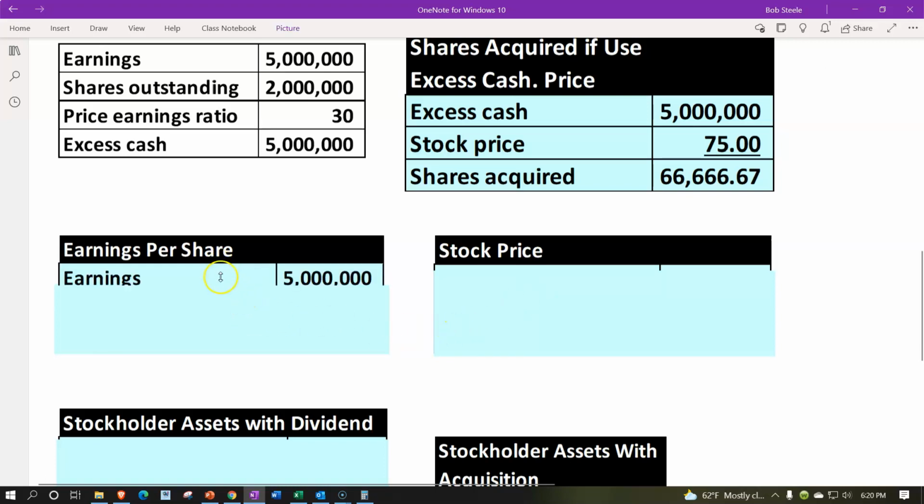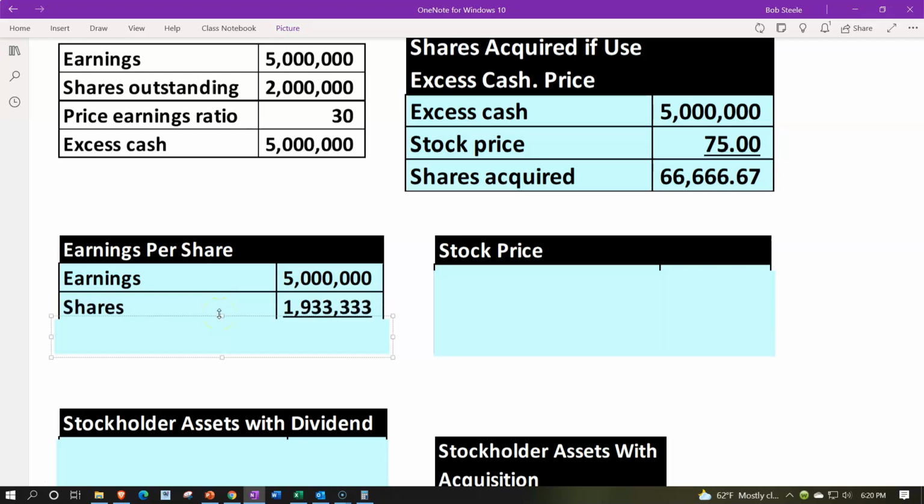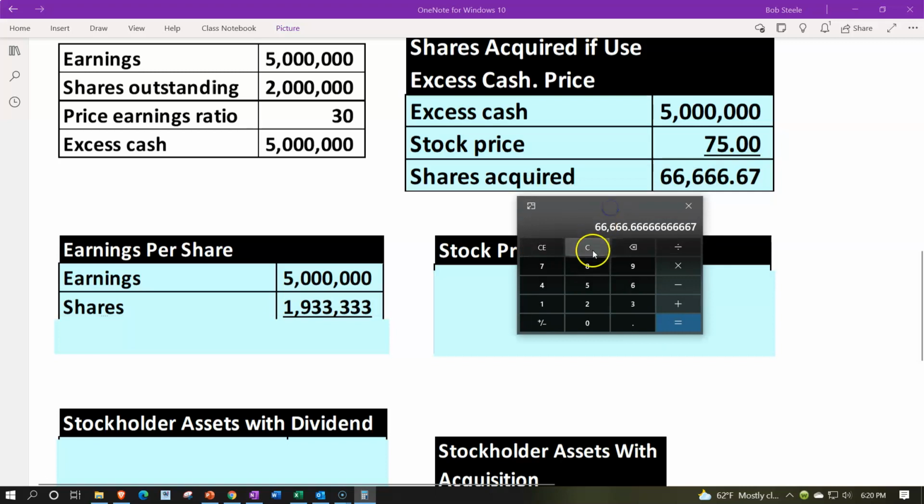We've got then the earnings per share calculation at the 5 million. And then we've got the number of shares that are outstanding at this point, which would be the original number of shares, the 2 million. But then we're imagining now that we repurchased this number of shares. So we have that many less shares. So in other words, we've got the 2 million minus the amount we purchased back, 0.67 about. So we have then about that many shares.